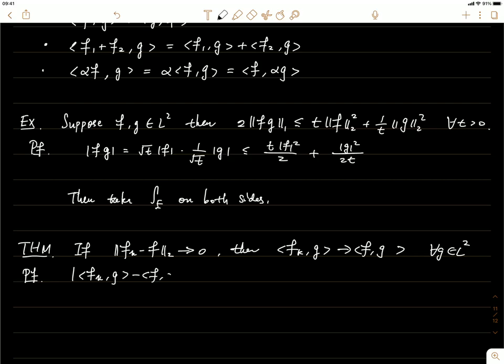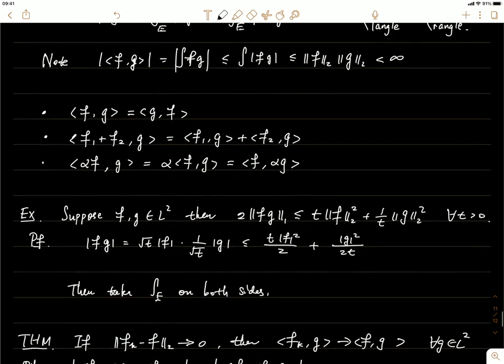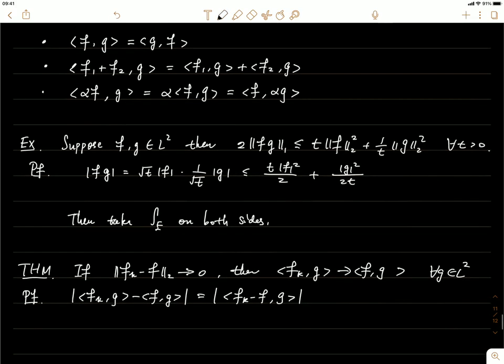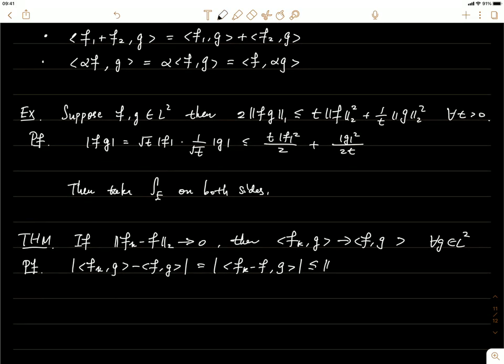We want to show that this one goes to zero as k goes to infinity, right? And apparently you can see that this is just due to the linearity of inner products. We can combine the first arguments to get that. And then because of the property we mentioned right here, this is going to be less than or equal to the 2 norm of fk minus f times the 2 norm of g.